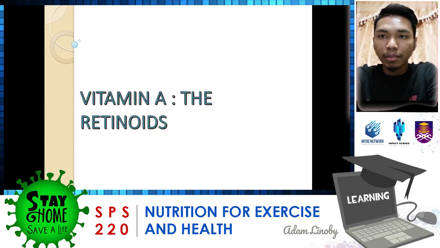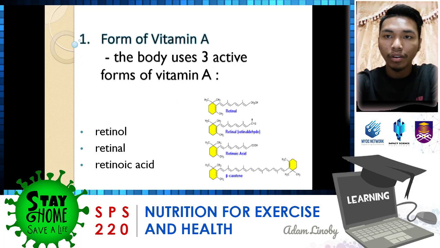Today I want to present to you about vitamin A. First of all, I want to tell you about the forms of vitamin A. The body uses three active forms of vitamin A. The three active forms are retinol, retinal, and retinoic acid.